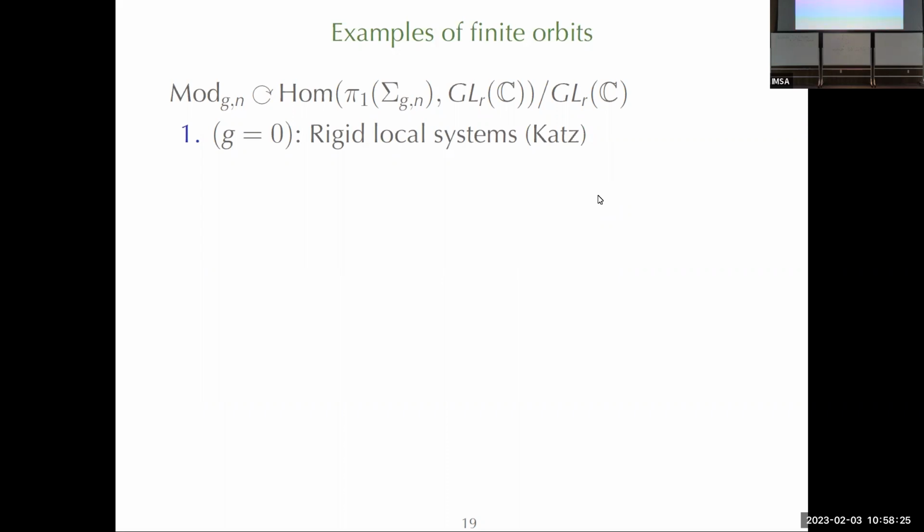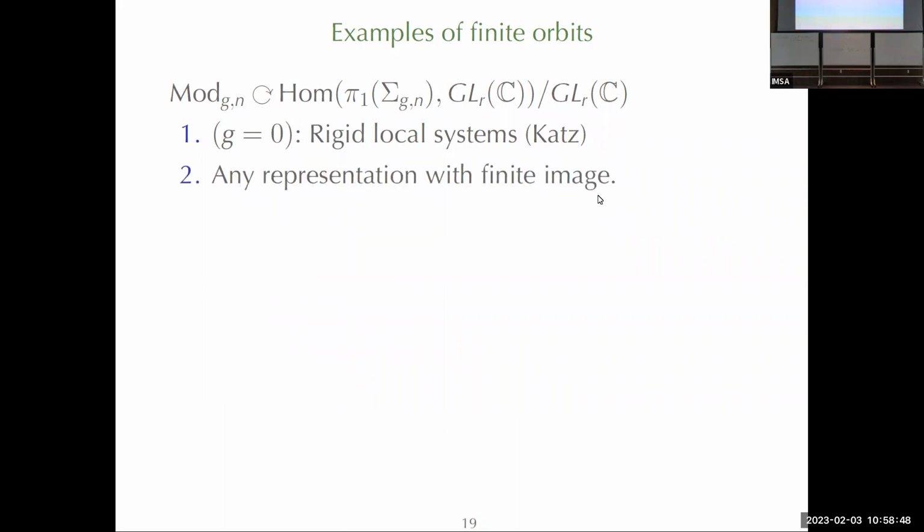You could ask, well, why doesn't this work in higher genus? Of course, a rigid local system would always have finite orbit under the mapping class group. Why is that? Because the mapping class group permutes the zero-dimensional components of this variety. Well, the problem is that there are no rigid local systems in higher genus. So this only gives examples in genus 0.